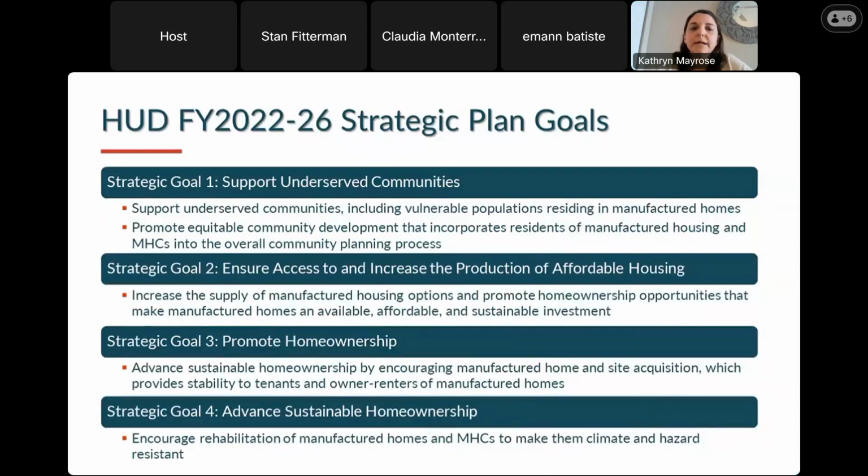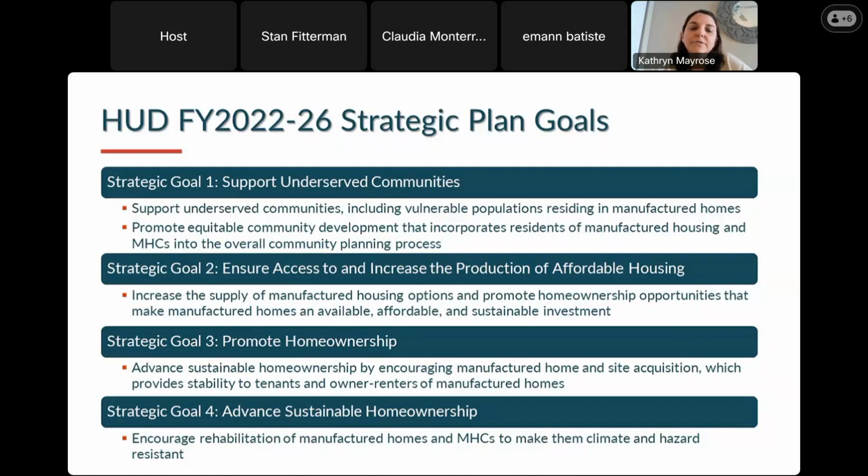In addition to the Biden-Harris administration's Housing Supply Action Plan, HUD has also provided for supporting and promoting manufactured housing in its FY 2022 through 2026 strategic plan goals. Among those, strategic goal 1 is to support underserved communities, which includes vulnerable populations residing in manufactured homes. They also want to promote equitable community development by making sure that residents of manufactured housing are incorporated into overall community planning processes with state and local government efforts.